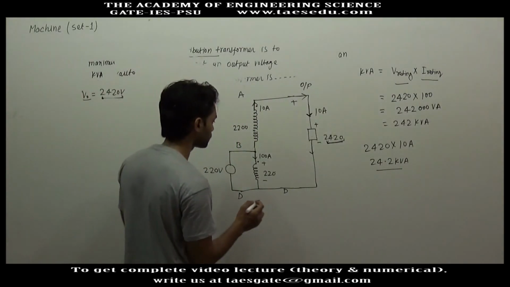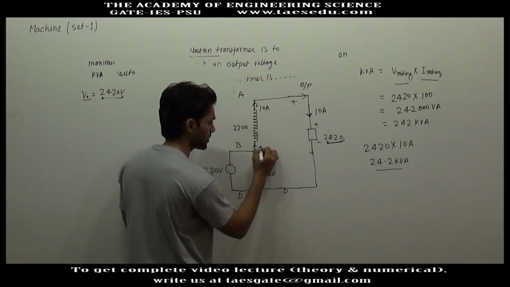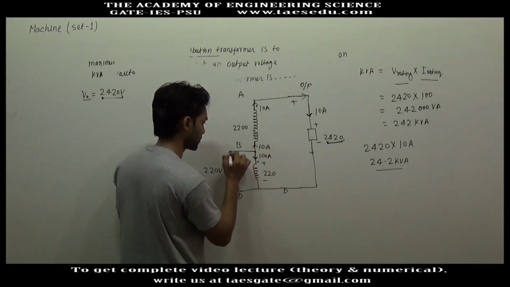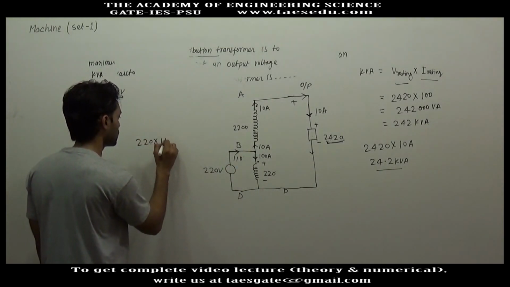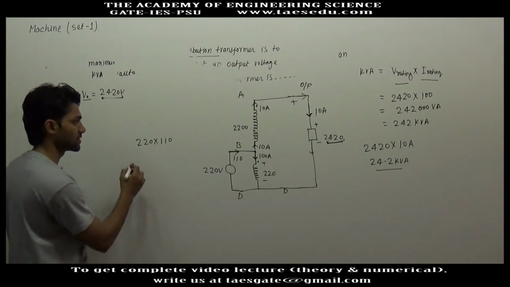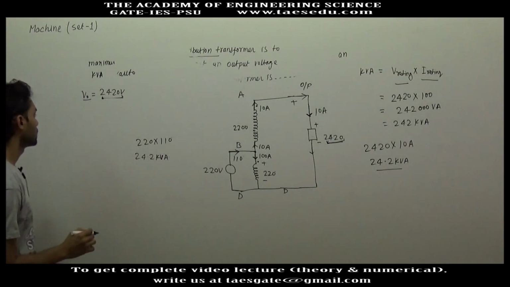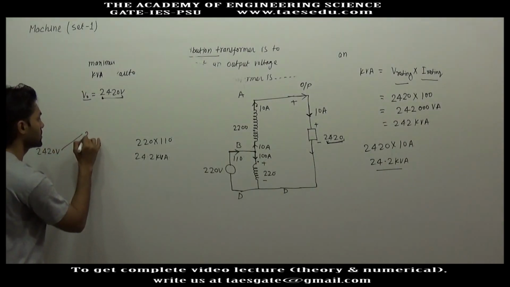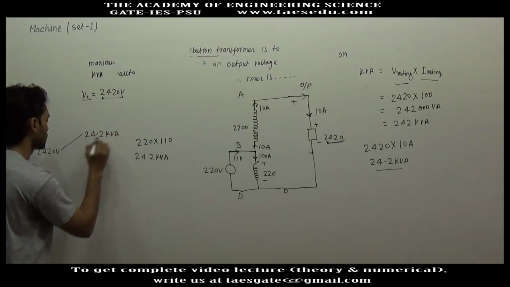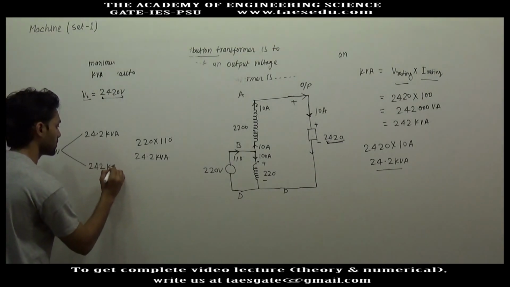Let us find out that. Here the current is 10 ampere and this current is 100 ampere, and this current is 10 ampere, so the total current will be 110. So input kVA will be 220 into 110. Okay, this will be 24.2 kVA. So for the same output voltage 2420 volt, one possible kVA is 24.2 kVA and the other possible kVA is 242 kVA.